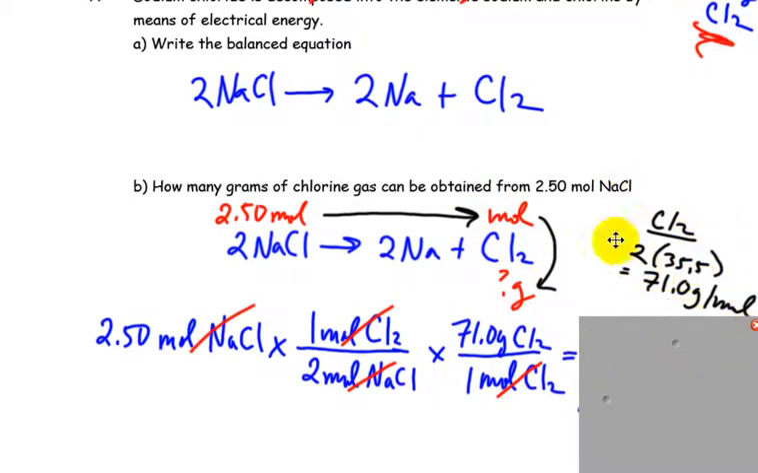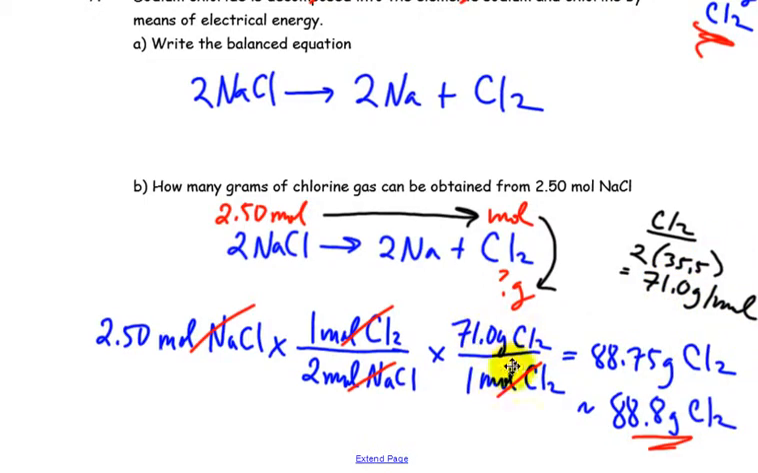One more step, as you can see, chlorine gas again. I figured this out earlier, but I thought I'd rewrite it. Multiplied by the molar mass, cancel, cancel. We're left with 88.75 grams, but of course that's 3 sig figs, so it rounds out to be 88.8.